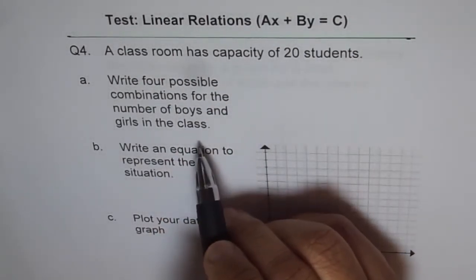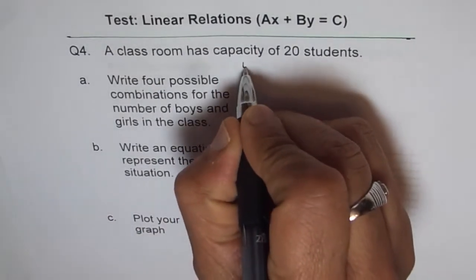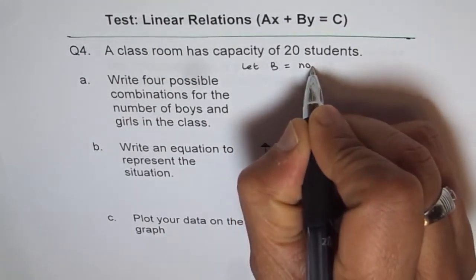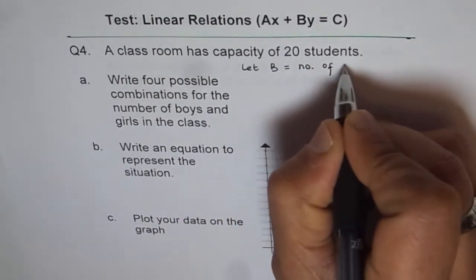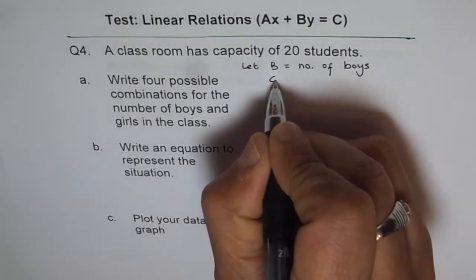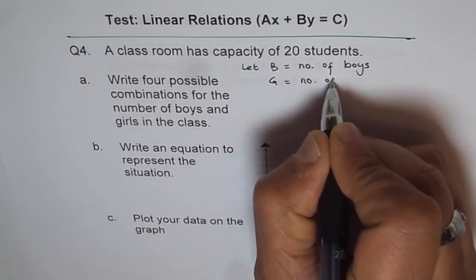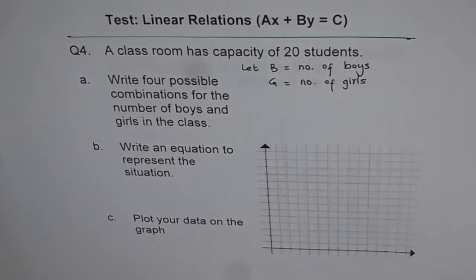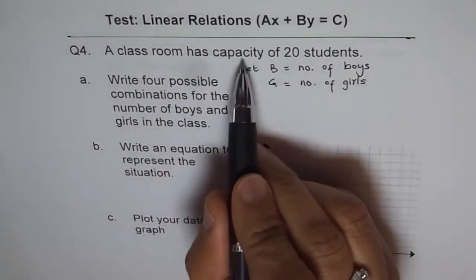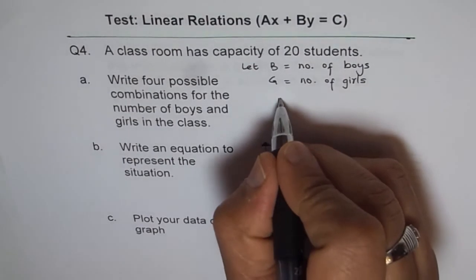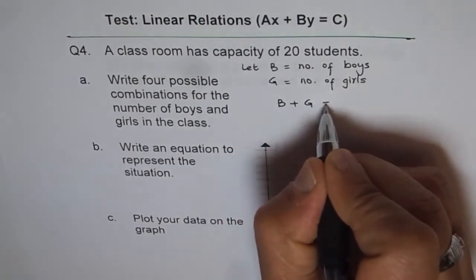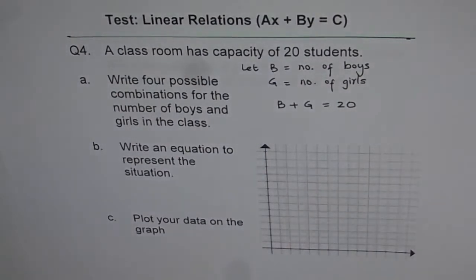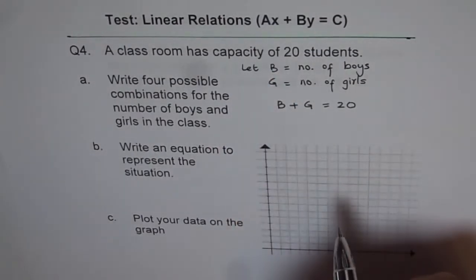So first thing is, a classroom could have boys and girls. So let's define the variable saying let b equal number of boys, and let g be equal to number of girls. So that is how we have defined our variables. As we know that the classroom has a capacity of 20 students, that means boys plus girls is equal to 20. So that gives us our equation, correct? Boys plus girls is total number 20, right?